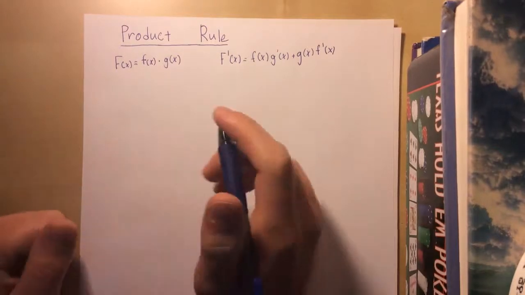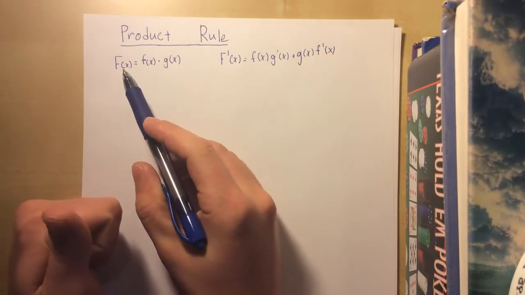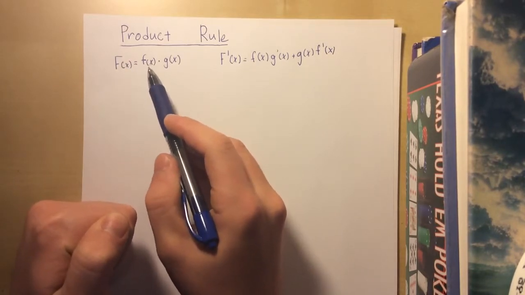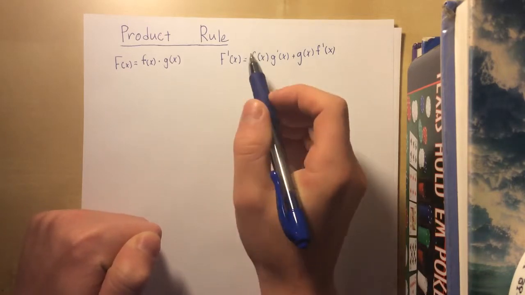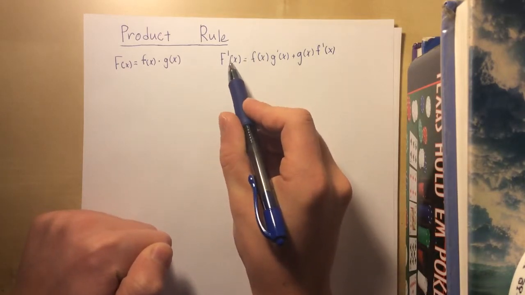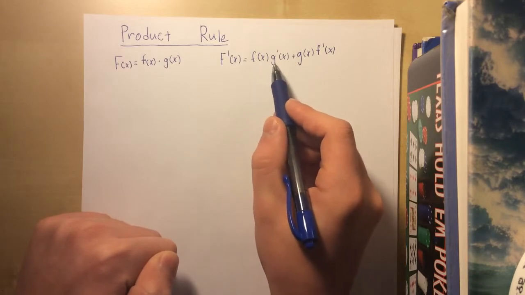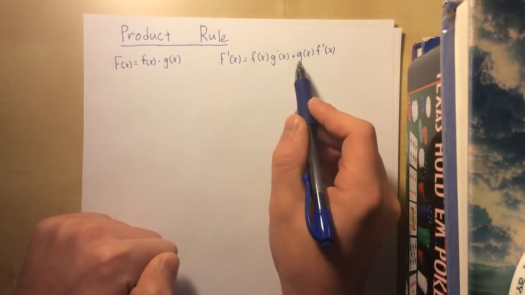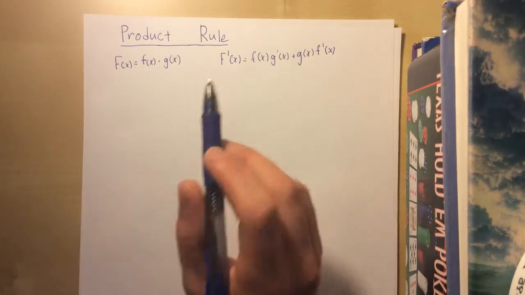Okay, now let's talk about the product rule. The product rule says that if we have this function, big F of x equals little f of x times g of x, so it's the product of two functions, the derivative of big F of x is going to be equal to f of x times the derivative of g of x plus g of x times the derivative of f of x.